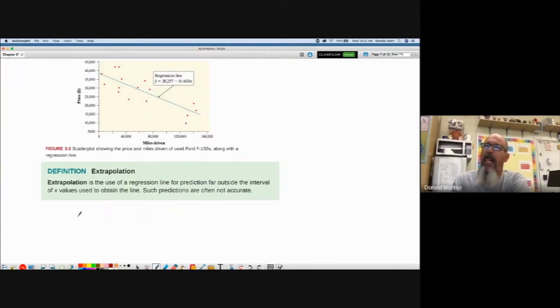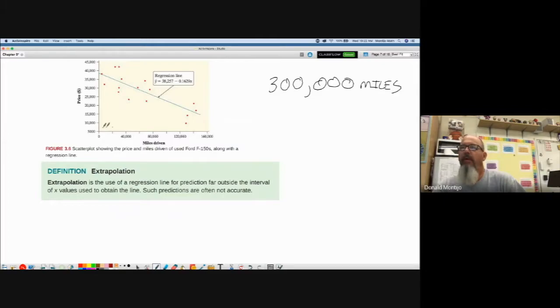My truck has 300,000 miles on it. So if I have a truck with 300,000 miles, can I use that to predict the price? All I'm going to do is 300,000 miles. That's my X value, because you can see down bottom here that X is the miles driven. So if I want to predict for 300,000 miles, I take this number 300,000 and I plug it in here for X in this equation.